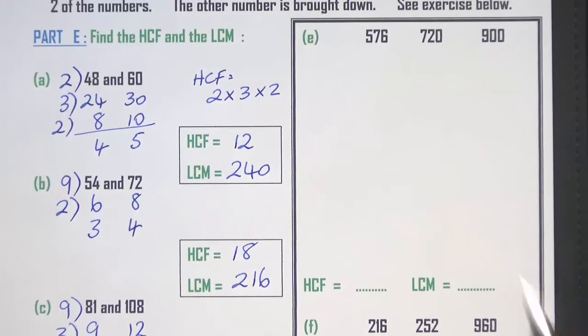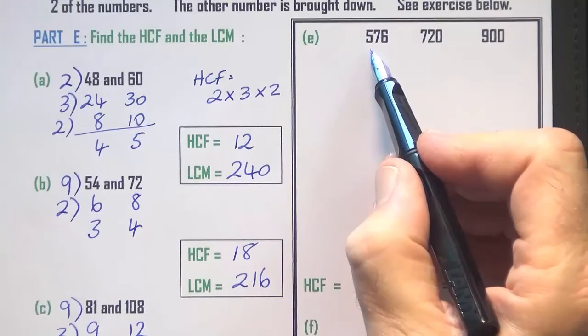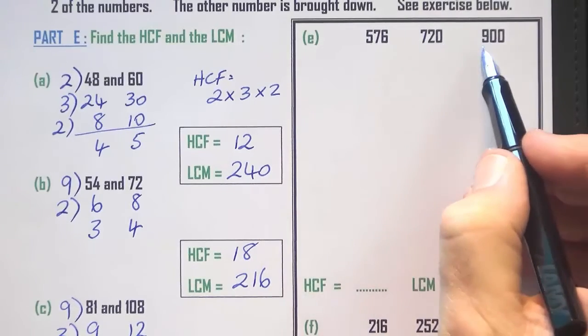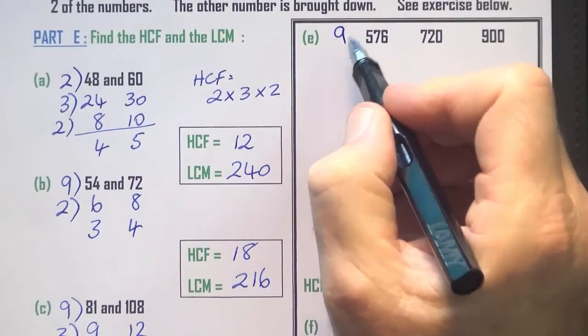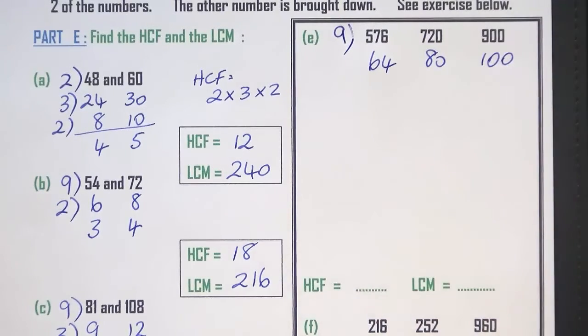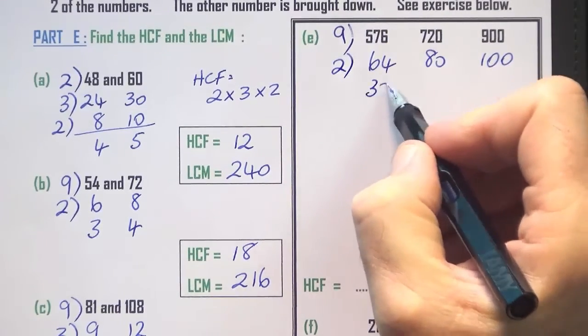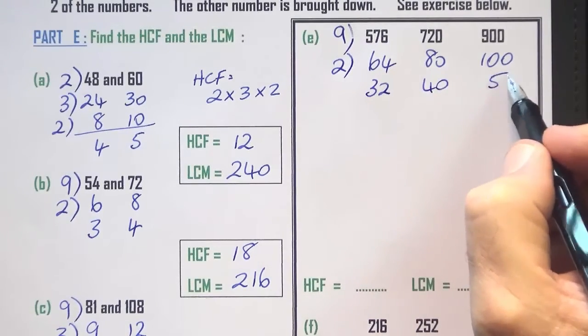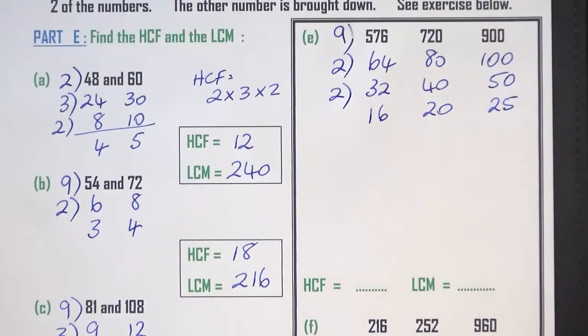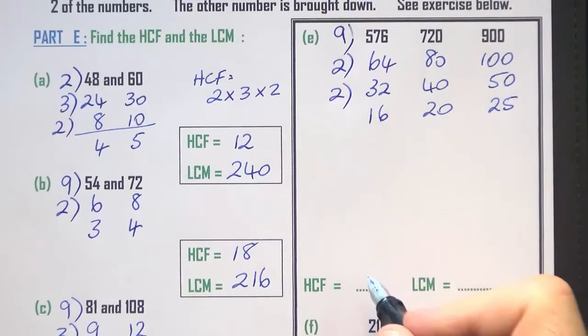Moving on to example E, you'll see I have 3 numbers. But finding the HCF and LCM of 3 or even more numbers is quite normal. We have to find a common factor to begin with, and a quick check shows me that all these are divisible by 9, because 5 plus 7 plus 6 is 18, 7 plus 2 is 9, and 9 plus 0 is 9. So that's a good start. And that gives me 64, 80, and 100. Well then, 2 will do for my next factor, which gives me 32, 40, and 50. 2 again will give me 16, 20, and 25. My HCF is 9 by 2 by 2, which is 36.